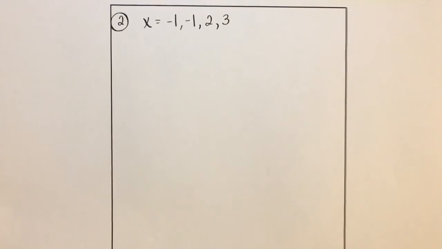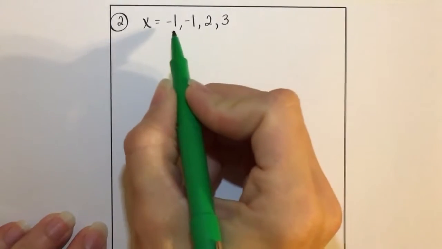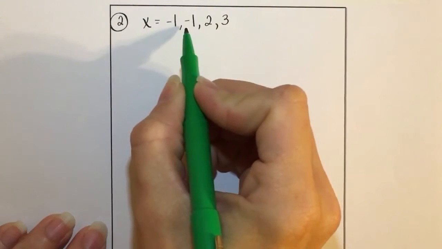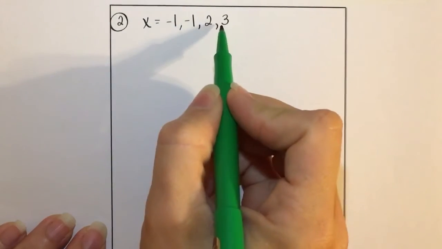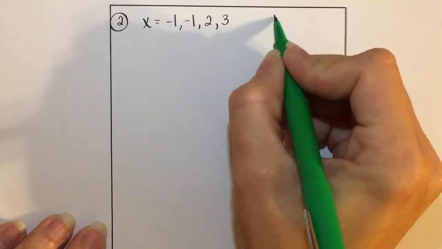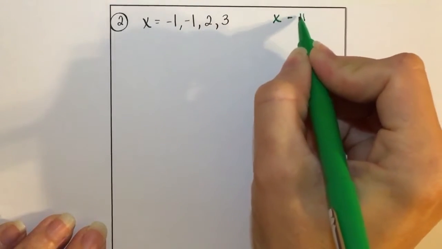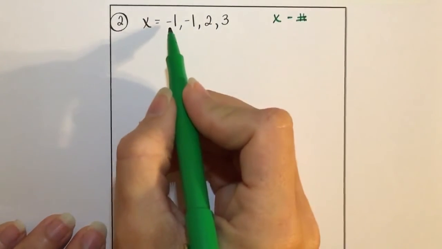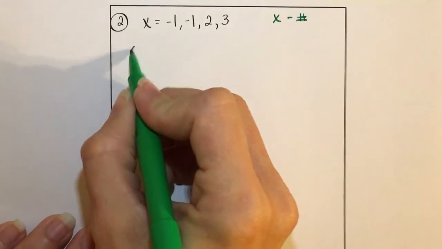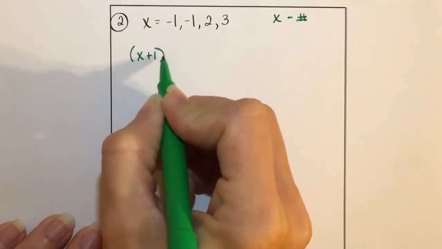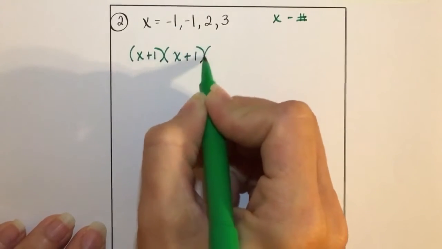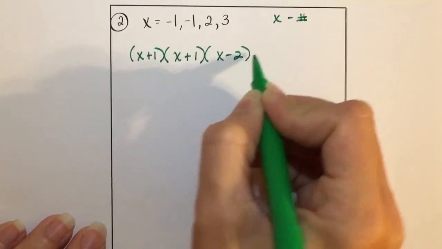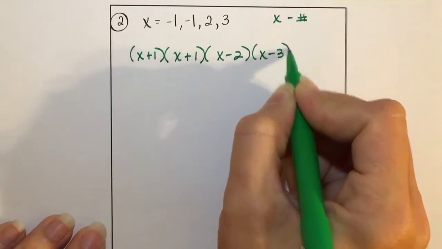Okay, this example is going to have 4 zeros. Now, of course, you see that you've got -1 that's repeated, but you still just do a separate factor using each one of these. All right, so remember your factor is going to be x minus your number. So if I do x minus -1, then that's going to give me x plus 1. And then I would have another one. And then I would have x minus 2 and x minus 3.